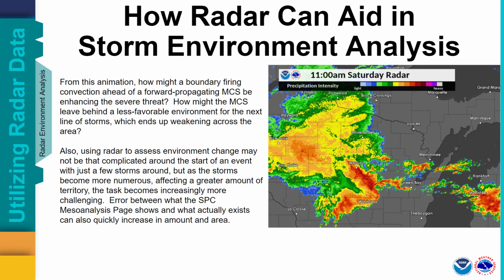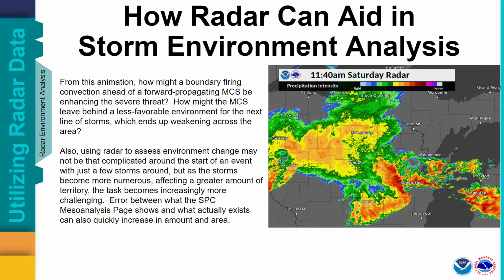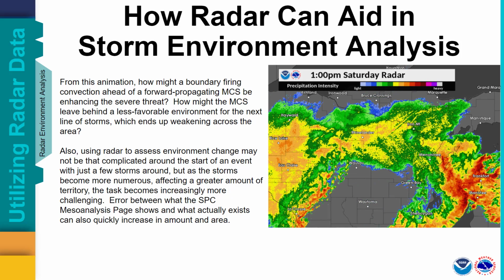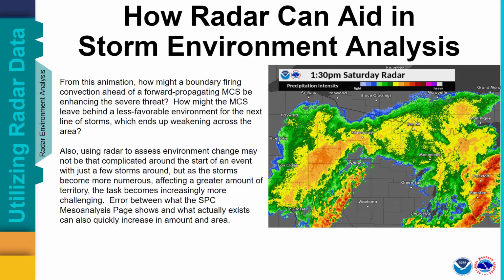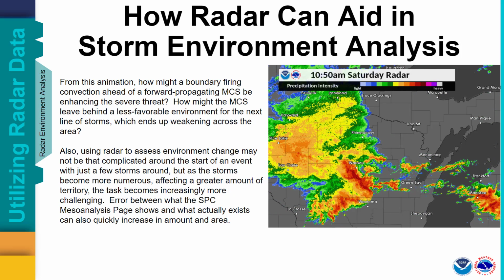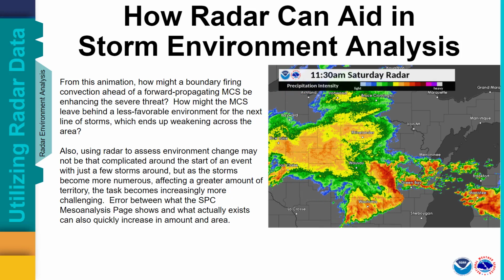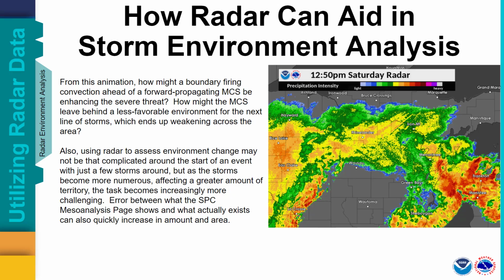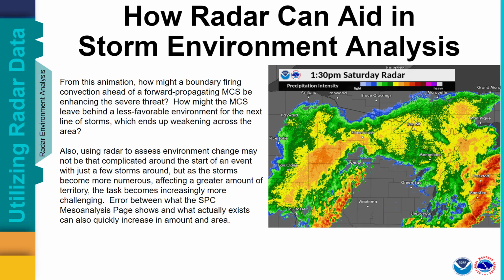From this animation, how might a boundary firing convection ahead of a forward propagating MCS be enhancing the severe threat? How might the MCS itself leave behind a less favorable environment for the next line of storms, which ends up weakening across the area?